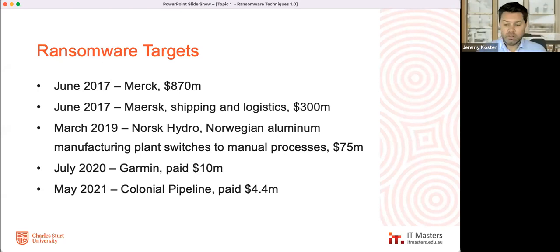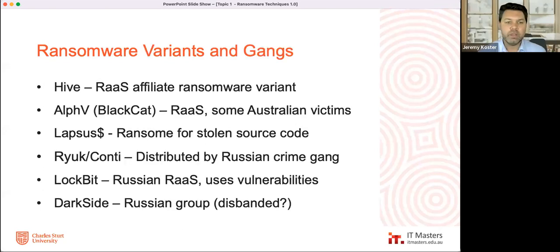The sort of gangs and ransomware variants, and it kind of mixes up in some of the reporting, but essentially there's a whole lot of different groups that have now matured into ransomware as a service, this RaaS. So the Hive is like an affiliate ransomware variant, one of these initial ones. Black Cat with ALPHV, some Australian victims in that as well. Lapsus we know about, ransom for stolen source code more than locking it up.